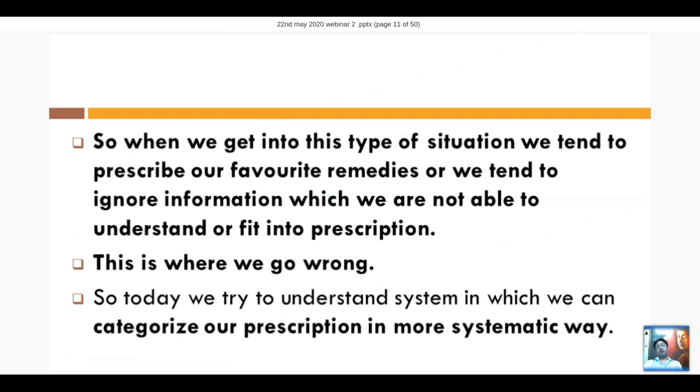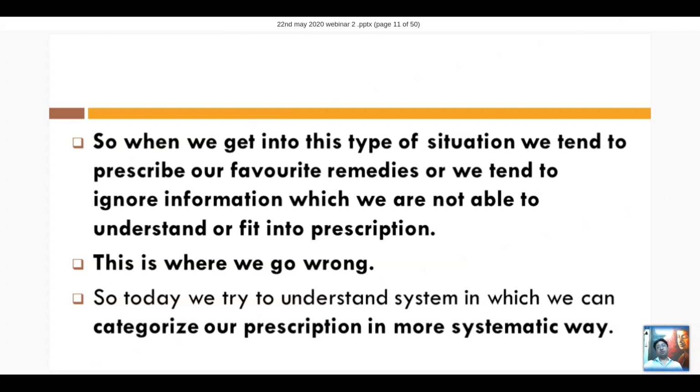When we get into this type of situation, we tend to prescribe our favorite remedies, or we tend to follow a favorite system, right? And we tend to ignore information which we are not able to understand or fit into the prescription. This is where we go wrong. My sir, Dr. Dinesh, always said: the bit that does not fit is the key to the case. Again repeating, the bit that does not fit is the key to the case.